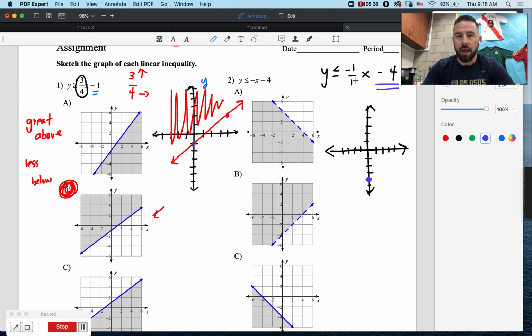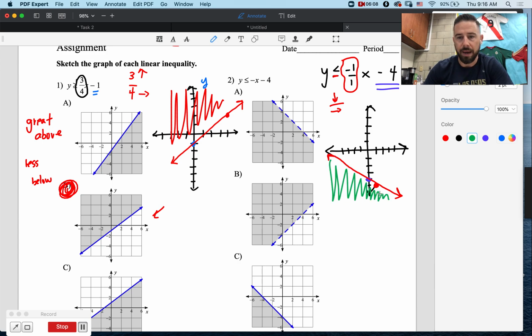we look at our slope next. Since it's a negative, we're going down and we're going right. So I'm going to go down 1, right 1, down 1, right 1. And since we have that line underneath right here, it's going to be a solid line. Okay, now the last thing we look at is the mouth eating the y? Okay, the mouth is not eating the y, so that means less than, which means we shade below.